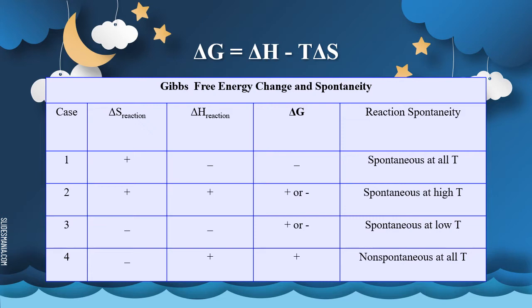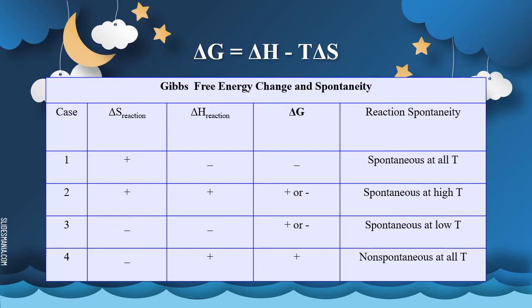Use this table as a basis for all our calculations, especially when you are determining the spontaneity of a reaction based on your delta S, delta H, and your delta G. So if your delta S is positive and you have a negative delta H and a negative delta G, it is spontaneous at all temperatures. If both delta S and delta H are positive, it doesn't matter if your delta G is positive or negative, it will be spontaneous at high temperatures. And when we say high temperatures, this is a temperature above 100 degrees Celsius.